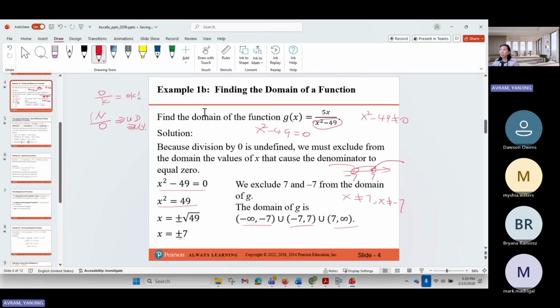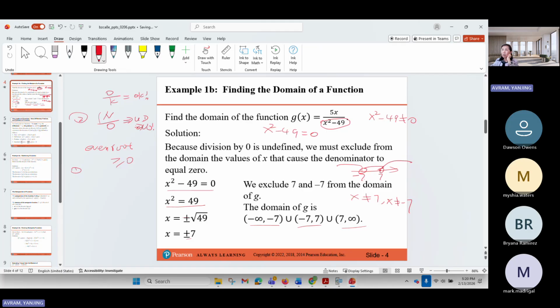Okay. So let's consider the domain here for the rational function. So we talk about all these things. Domain actually only has two rules. When you have an even root, everything under the root has to be greater than or equal to 0. That's rule number 1, right? Rule number 2 here is the denominator cannot be 0. Okay, so that's only 2 rules.